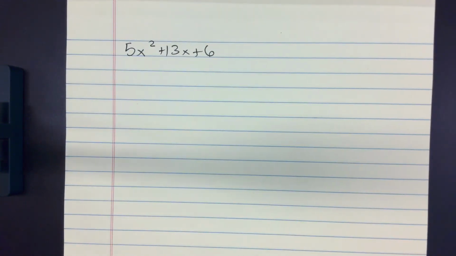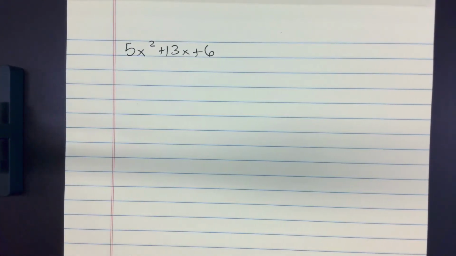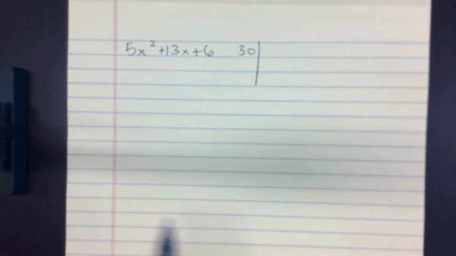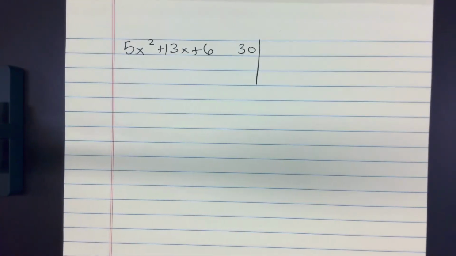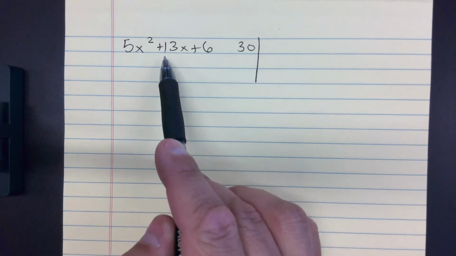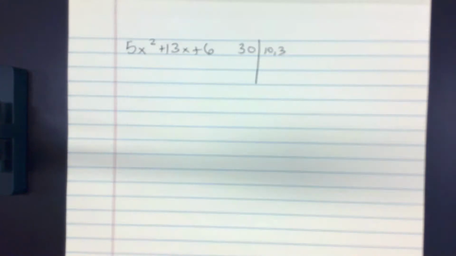Step number 1, we're going to multiply A and C together to get 30. Then we need two numbers that multiply together to be the new number and add together to be B. So we need two numbers that multiply together to be 30 and add together to be 13. What are they? Man, that was quick. Good. Okay.